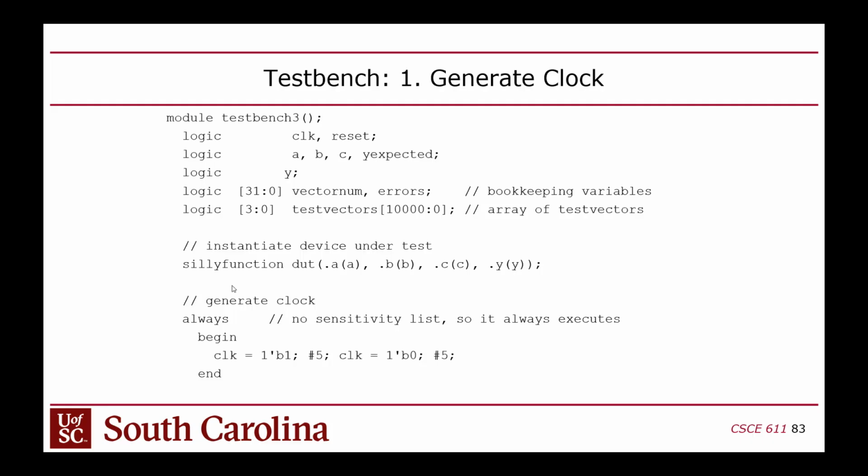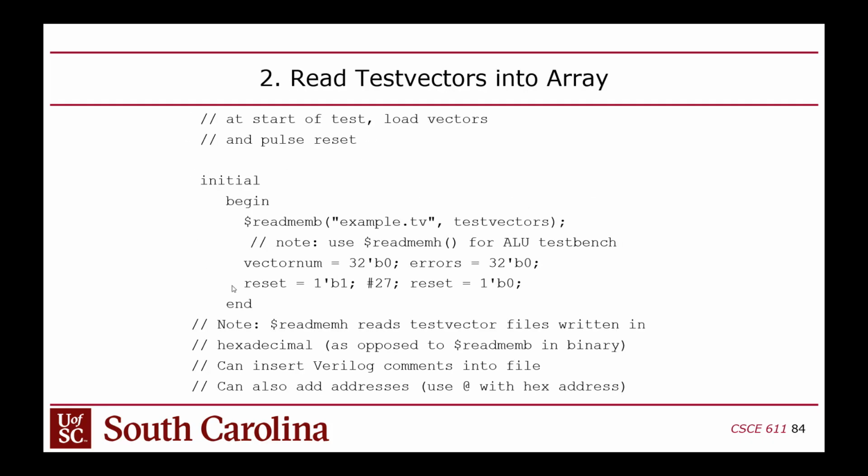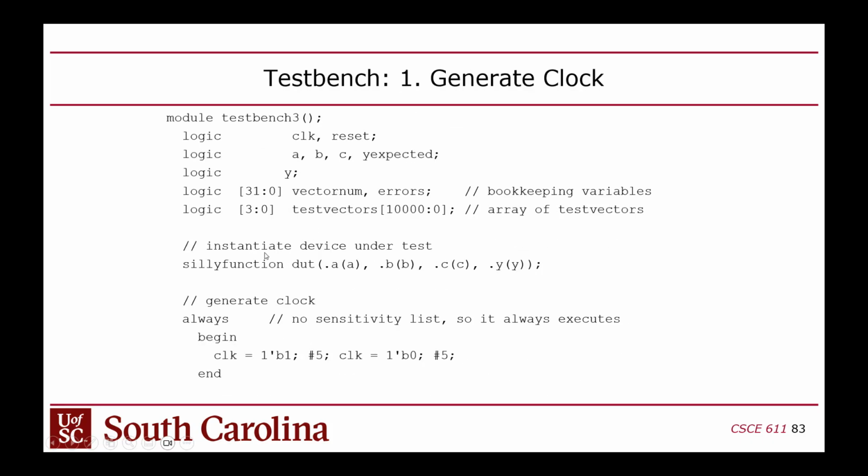Now, an always without a sensitivity list also disqualifies your code from being synthesized. This is non-synthesizable only to do this. But if you say always and then begin, and then you say clock is 1, delay for 5, clock is 0, delay for 5, then it will repeat. This will generate a clock with a period of 10 simulation units. Okay? Now again, this clock is really just here to run the test bench. This is just one possible way to code this.